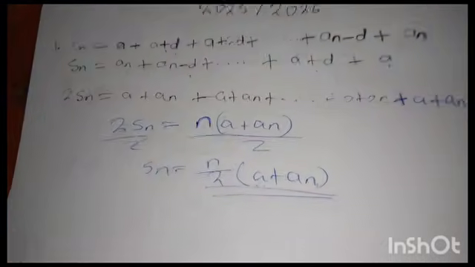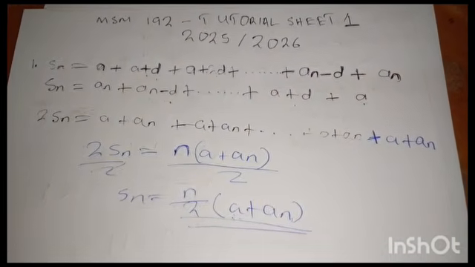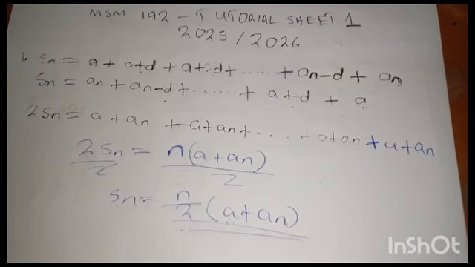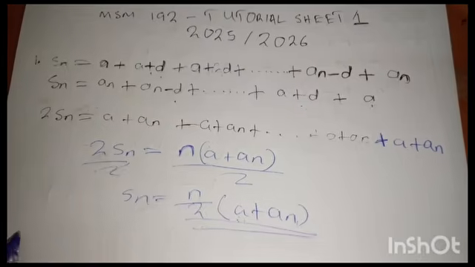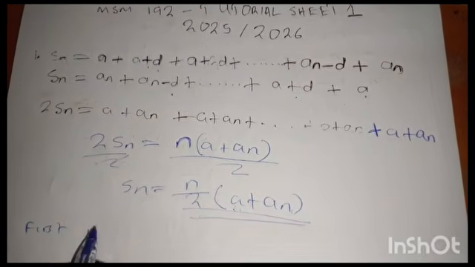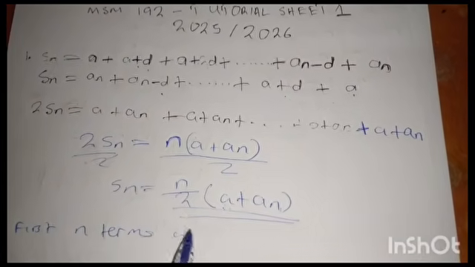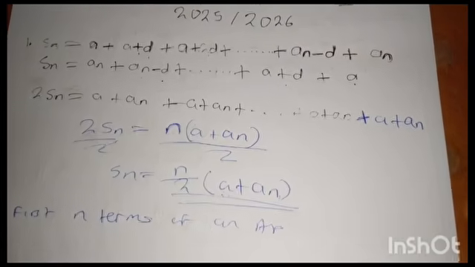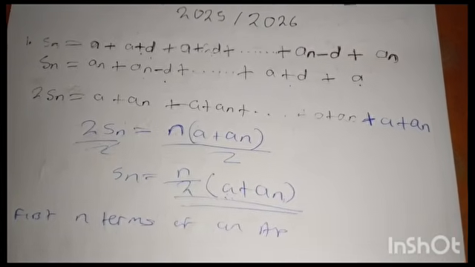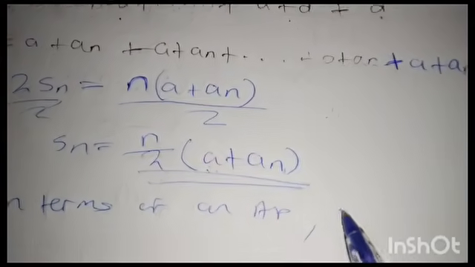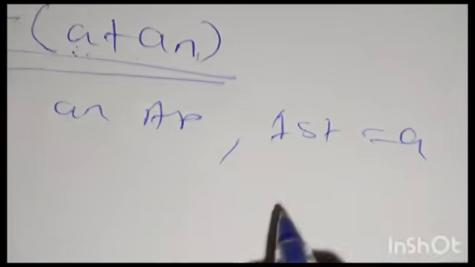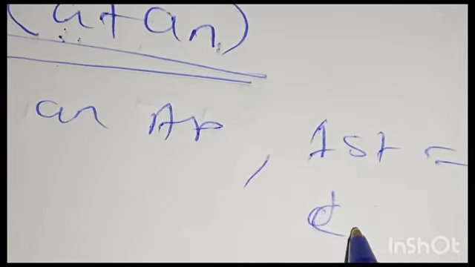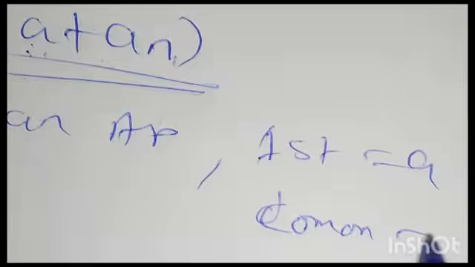Now let's move to our question 2. Question 2 is saying show that the sum of the first n terms of an AP with the first term a and the common difference, which is d. So you have a, d, and n terms.